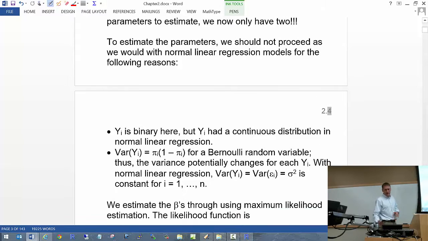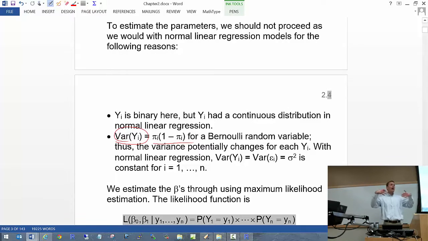Now, to estimate these parameters, we don't want to proceed in exactly the same way as with normal linear regression models. First of all, with a normal linear regression model, it's called normal because y sub i has a normal distribution. Here we have a Bernoulli distribution. So that's one big difference. Also, the variance of a Bernoulli random variable, remember, is pi times 1 minus pi. And now since we allow the pi's to change for every observation, look, my variance changes. And so now I no longer have the constant variance assumption that you had with normal linear regression models.